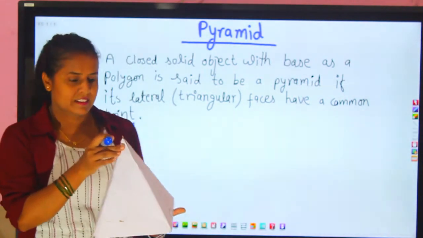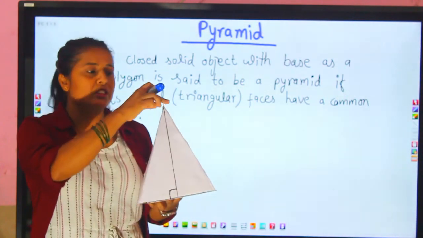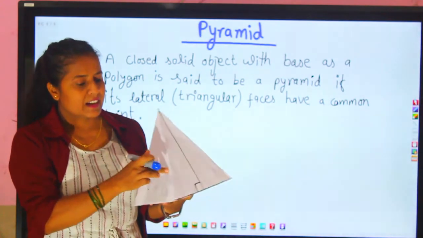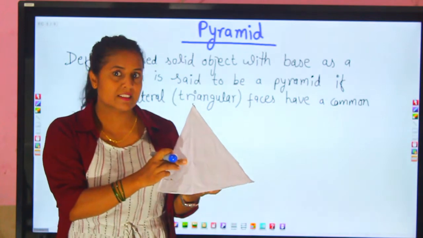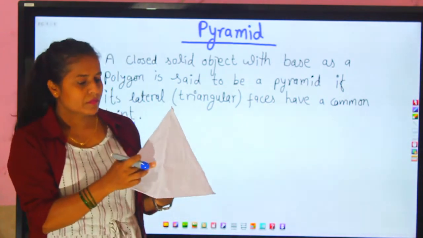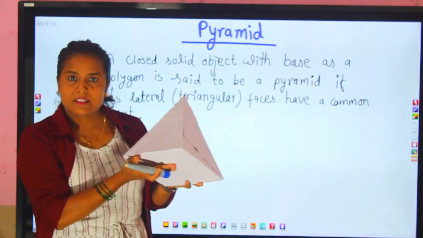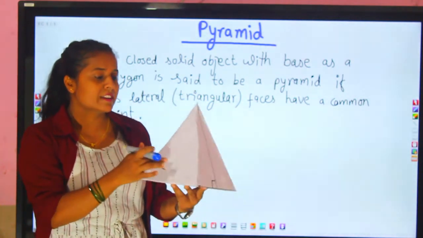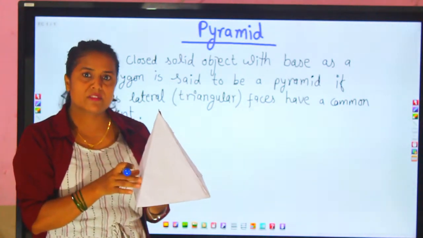Look here. This is the vertex of the pyramid. It is called the vertex. These triangular faces are the lateral faces of the pyramid. This one is the base, and the lateral faces of a pyramid should always be triangular faces.